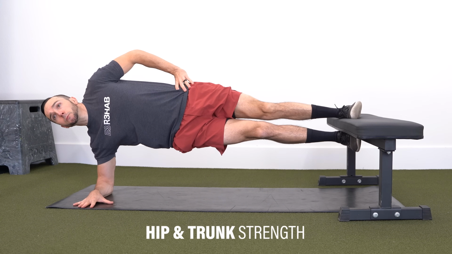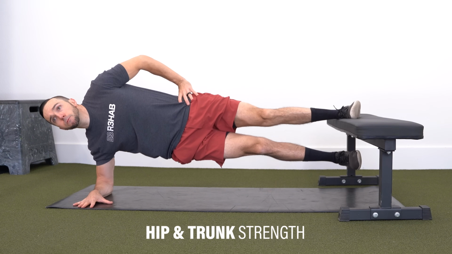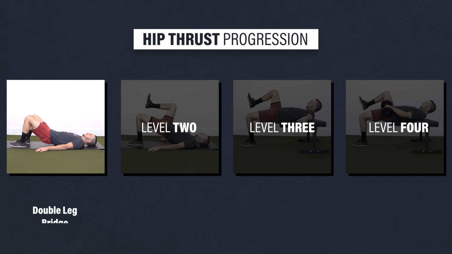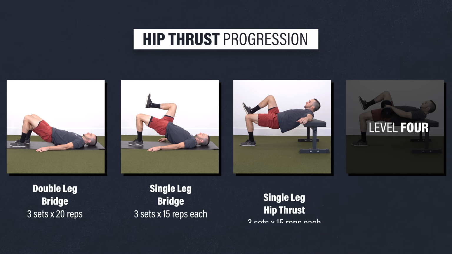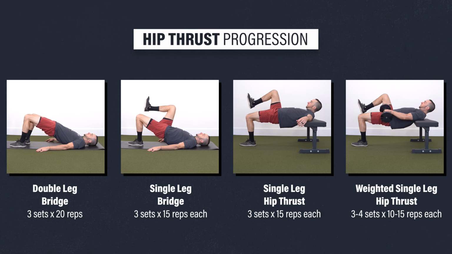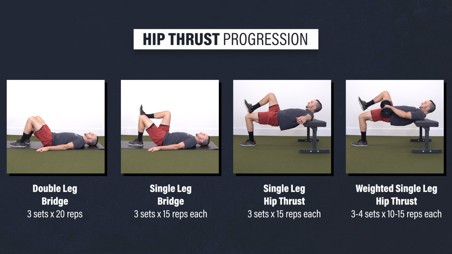Lastly, here are 3 progressions that train your glutes, adductors, and associated trunk muscles. Option 1, hip thrust progression. Start with a double leg bridge, progress to a single leg bridge, then to a single leg hip thrust, and finally to a weighted single leg hip thrust. You want to fully straighten your hips and squeeze your glutes at the top of each repetition.